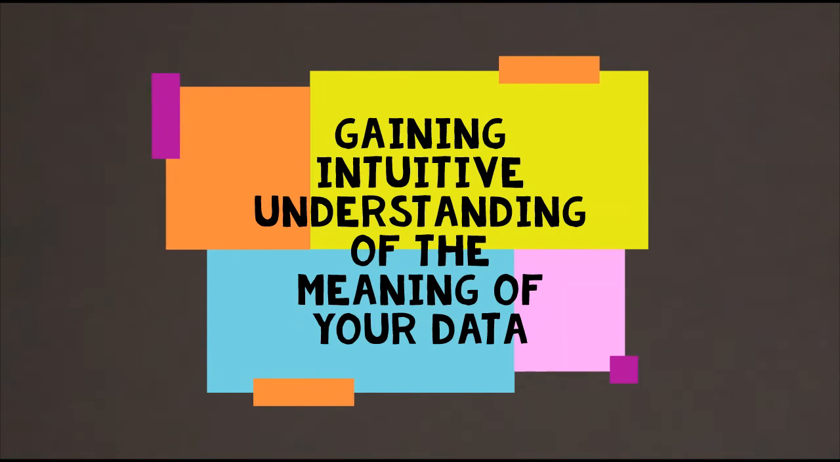The number 4 is gaining intuitive understanding of the meaning of your data. The interpretation of qualitative data is always a subjective activity. So when you're doing a subjective interpretation, you're able to create some bias. But participant observation gives you an intimate knowledge of your area of study, and in that way, you will reduce this type of validity error.